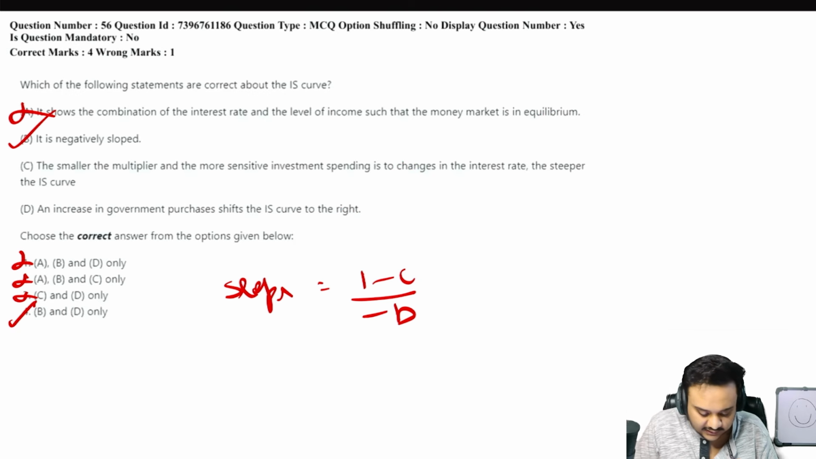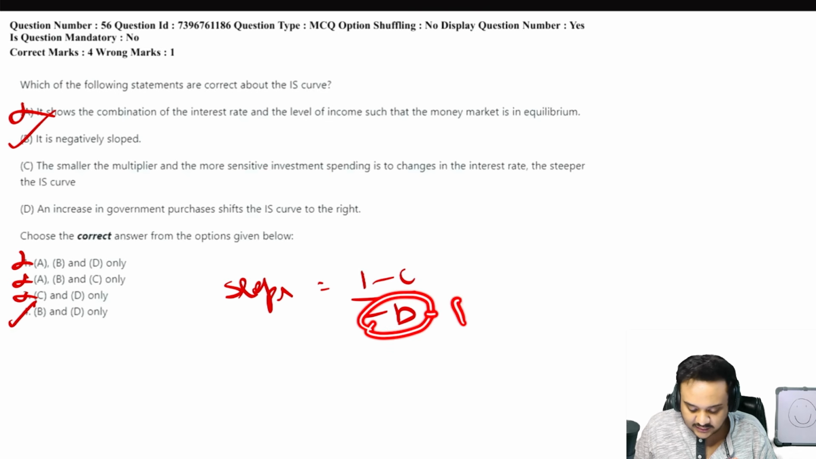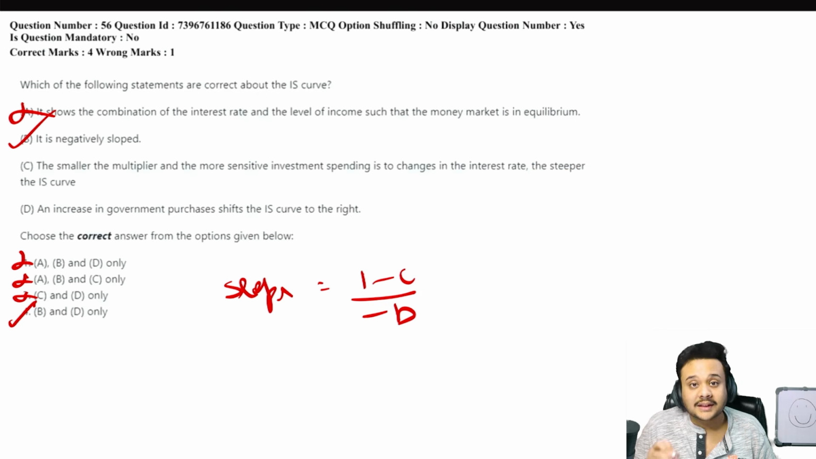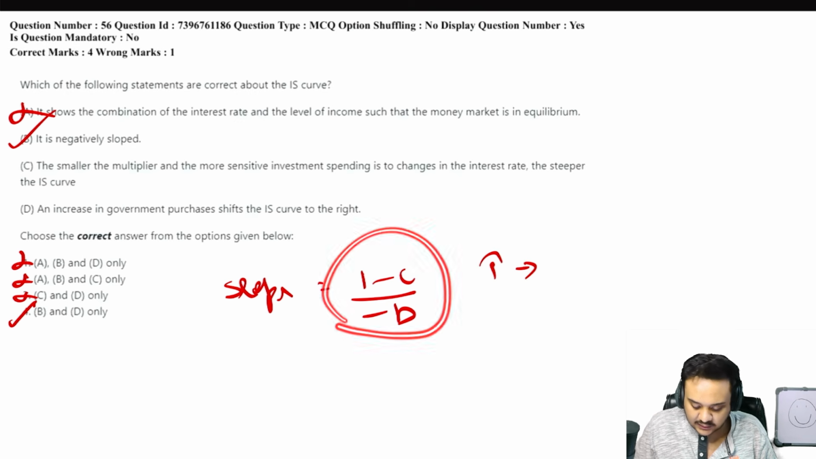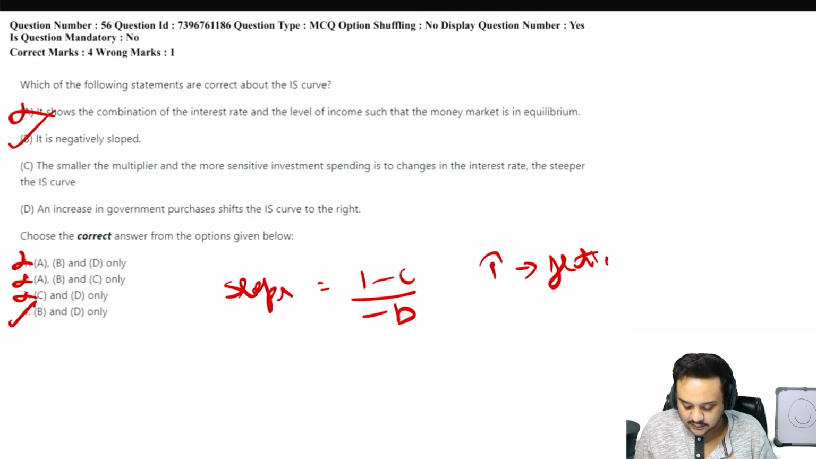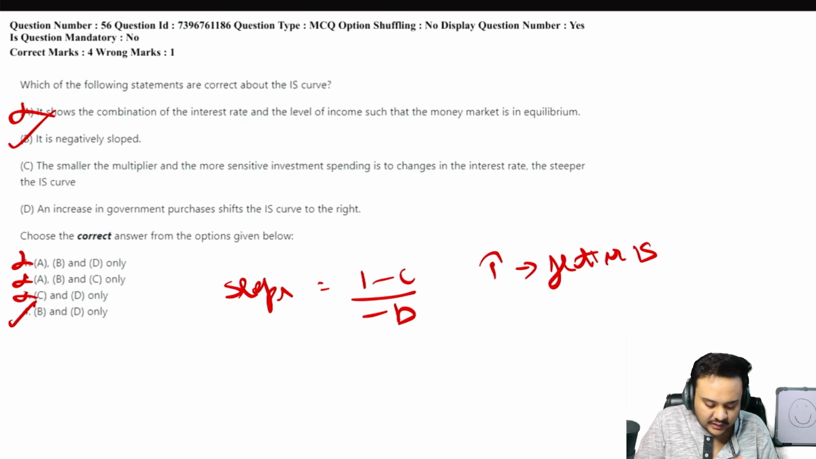Okay, so if it is saying smaller the multiplier, steeper the IS curve, that part is true. But it is also saying that the more sensitive investment spending is, which means when B is higher, the steeper the IS curve. That is absolutely false, because you can clearly see that if B is larger, this entire value will decrease, or the slope will decrease, and a lower slope means a flatter IS. So this part is absolutely wrong, which makes the entire statement wrong. This is right. So your answer is B and D.